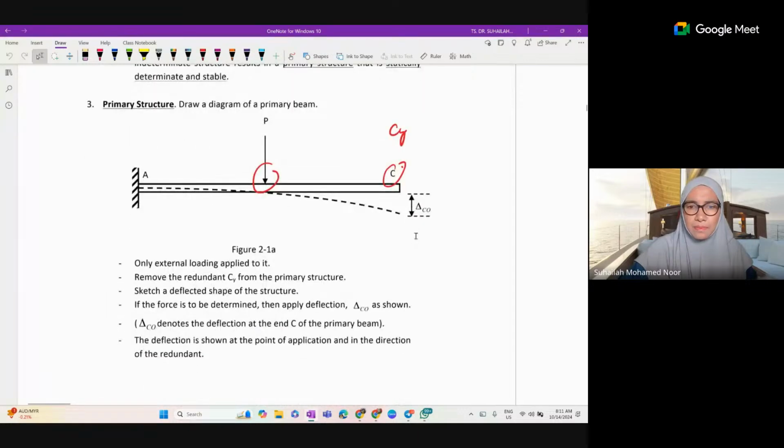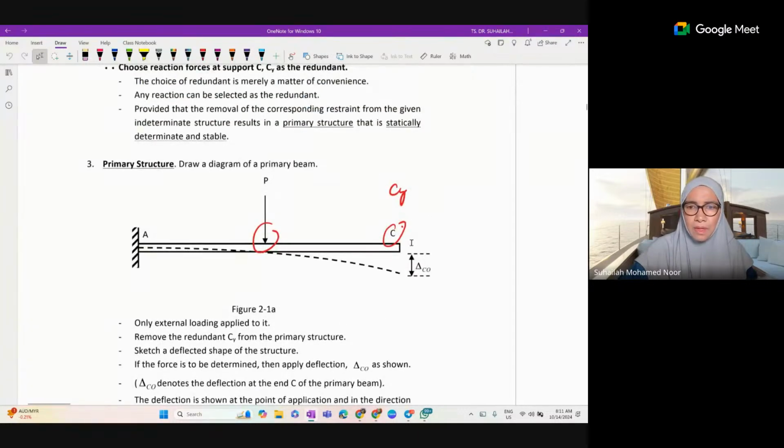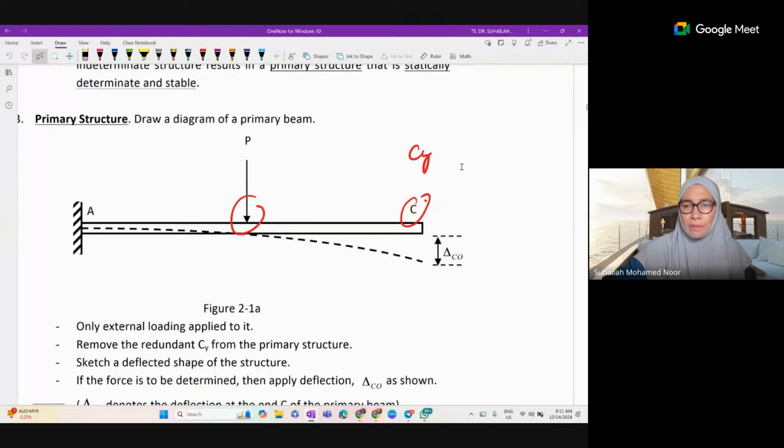Here is the primary structure where we have removed CY. When we remove CY, due to loading, due to P, the beam will deflect. So we mark the delta at C, and we put the symbol. It is called delta C naught. Delta is the deflection at C, the first notation, delta at C for the primary beam. Naught is the symbol for primary beam. So whenever we have delta C naught, it means delta at position C for the primary beam.